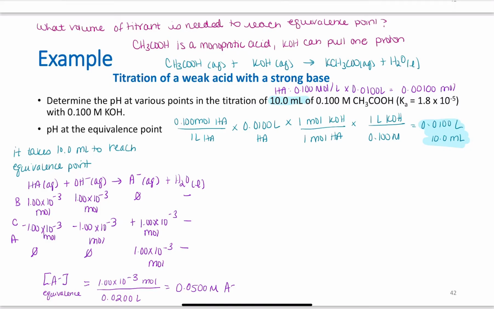Now I can go ahead and set up my RICE chart, or my ICE chart. You have to do that because now we've got a conjugate base, and that's all that's present in solution. That will react with water. So all that's left again is the conjugate base, so that's going to be my reactant side. Conjugate base is going to react with water to form some of my weak acid and hydroxide.